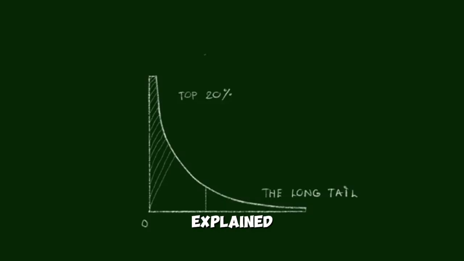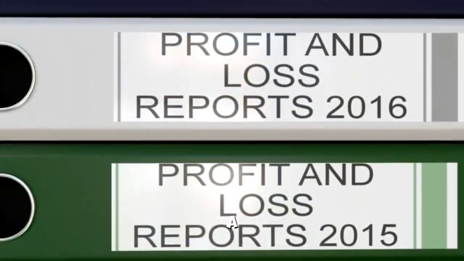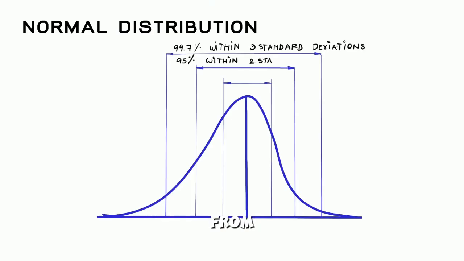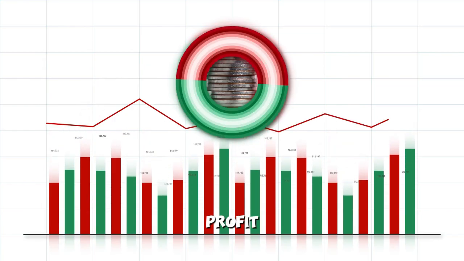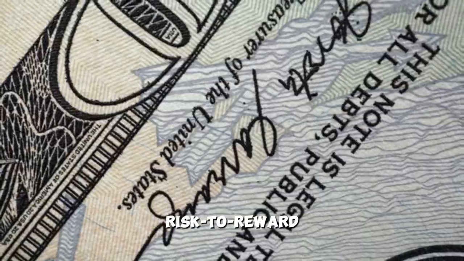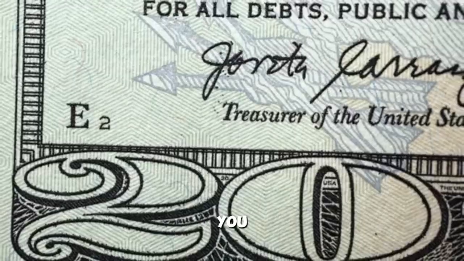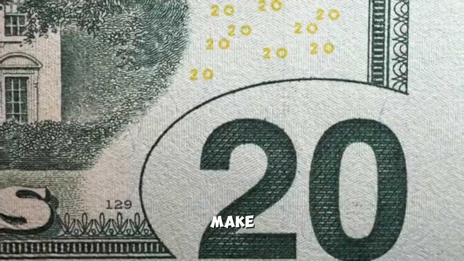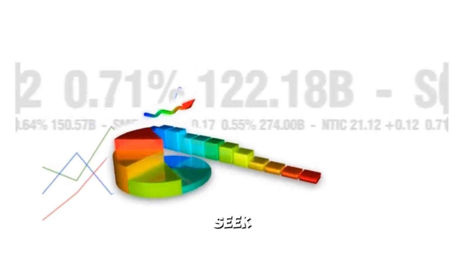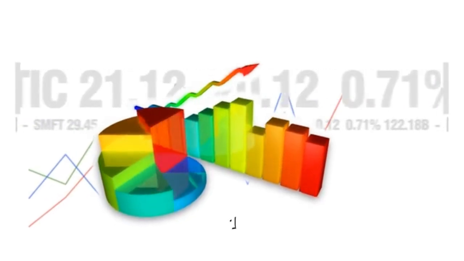Risk-to-reward ratio explained. The risk-to-reward ratio is a simple yet powerful metric that compares the potential loss of a trade, the distance from your entry to your stop loss, to its potential gain, the distance from your entry to your profit target. This ratio is fundamental to long-term profitability. A risk-to-reward ratio of 1 to 2 means you are risking $1 for the potential to make $2. A core rule for sustainable trading is to never enter a trade with a risk-to-reward ratio below 1 to 1. Ideally, you should consistently seek out setups that offer a ratio of 1 to 2 or higher.